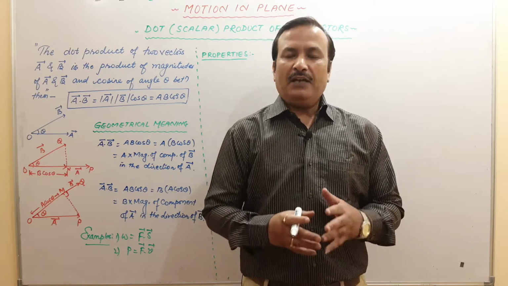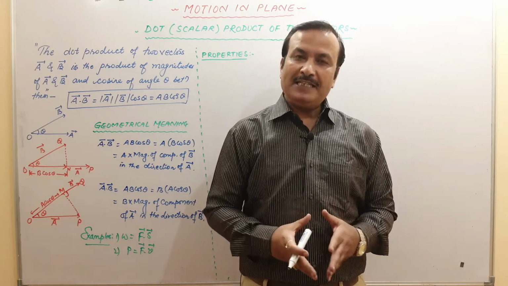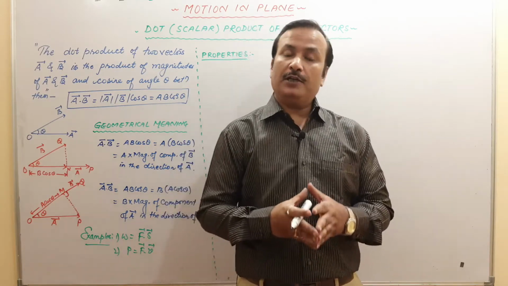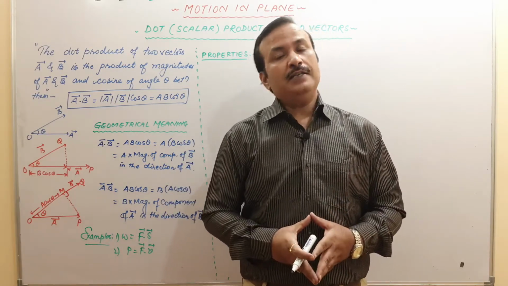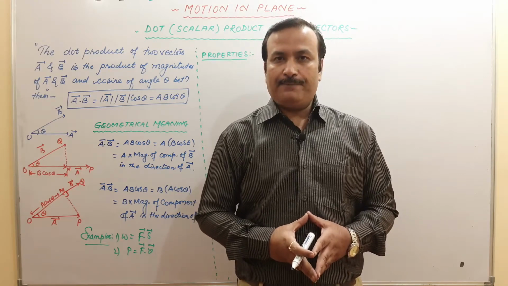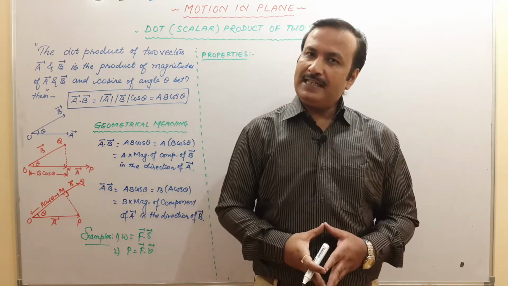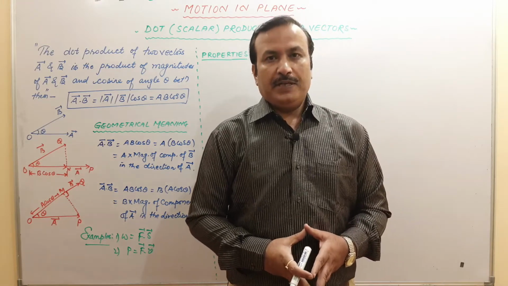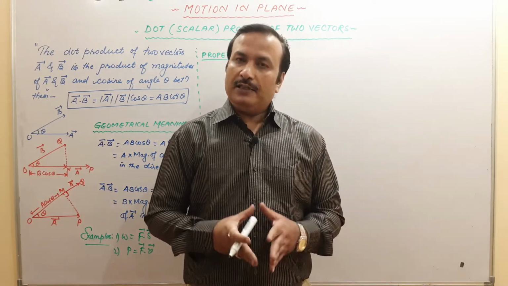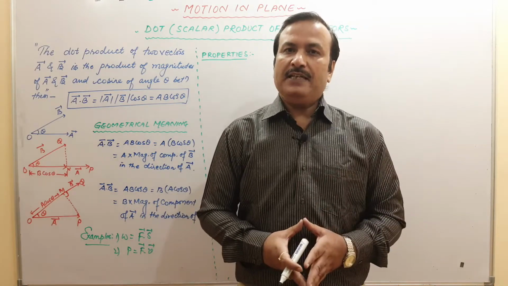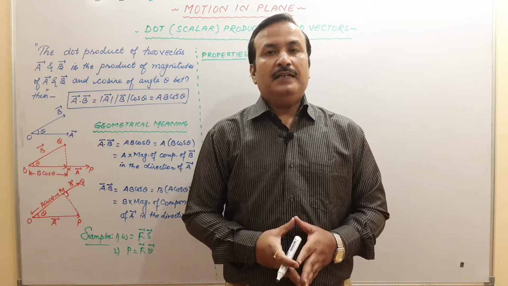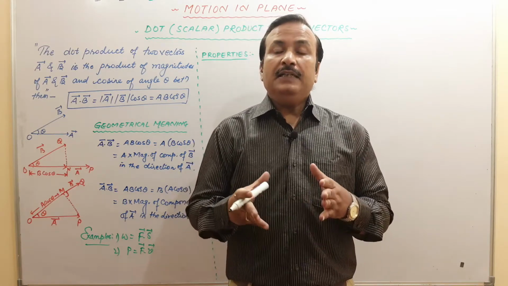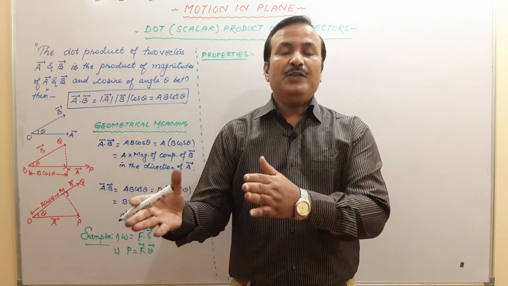I am back with the new video, the important topic vectors. Under vector, we will be discussing today about the dot product of the two vectors, that is also called scalar product of the two vectors, right? We will be taking two vectors A and B, suppose they are inclined at an angle theta. So what is dot product? Dot product of the two vectors A and B is nothing but the product of the magnitudes of the two vectors and the cosine of the angle between the two vectors.